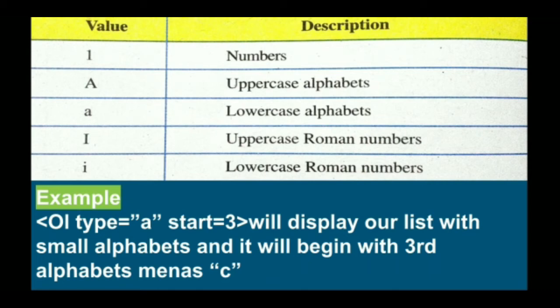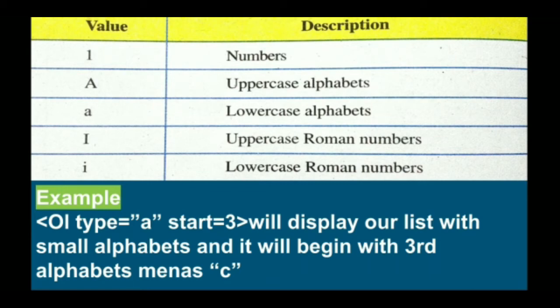Why c? Because here I have specified 3, and always for the start attribute you have to specify numbers only, means in which position the letter is there. If you want to start your list with d, then there you have to specify start is equal to 4. Then your list will be visible with the alphabet d. So that is the use of the start attribute. So if start is written there as 3, it will begin your list with the third alphabet.